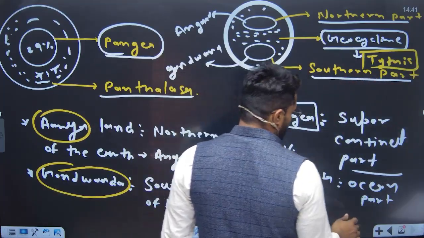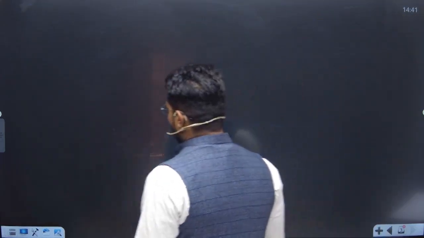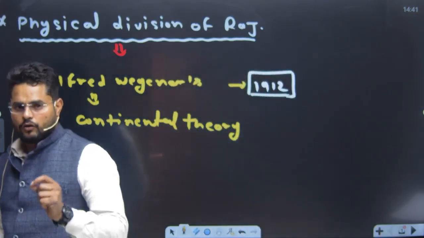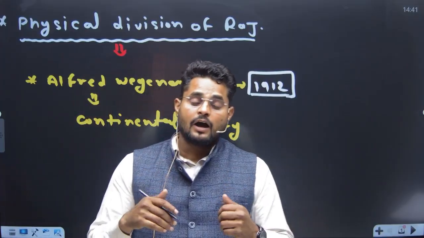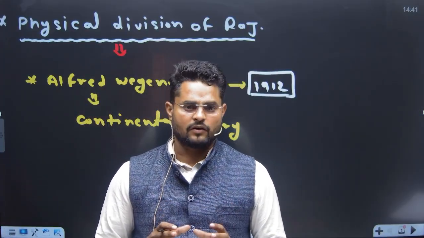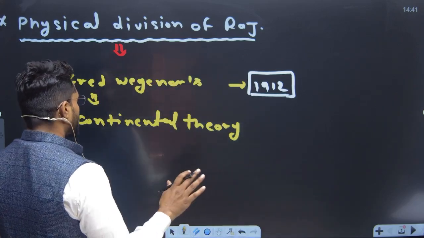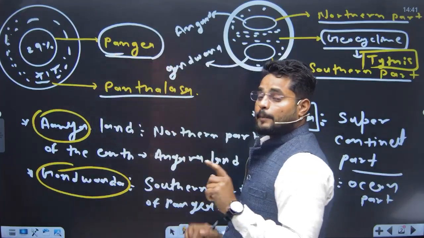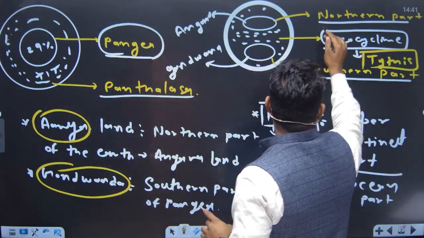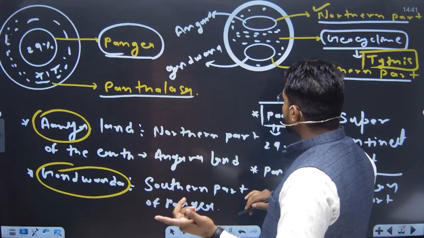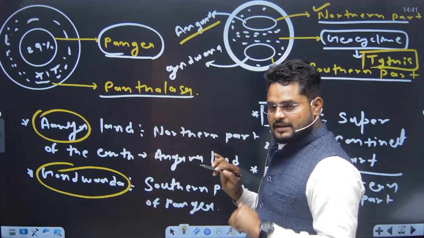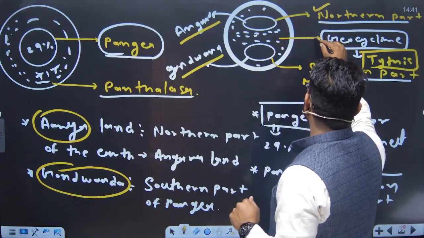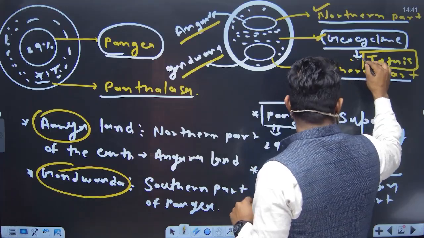So what is the moral of the Alfred Wegener continental theory? According to Alfred Wegener, before our earth was divided into 7 continents, there was no continent, there was only one continent known as Pangea. Pangea was divided into two parts, northern and southern. The northern part of Pangea is known as Angara land, and the southern part is known as Gondwana land. And between Angara land and Gondwana land, there was a geosyncline known as Tethys Sea.